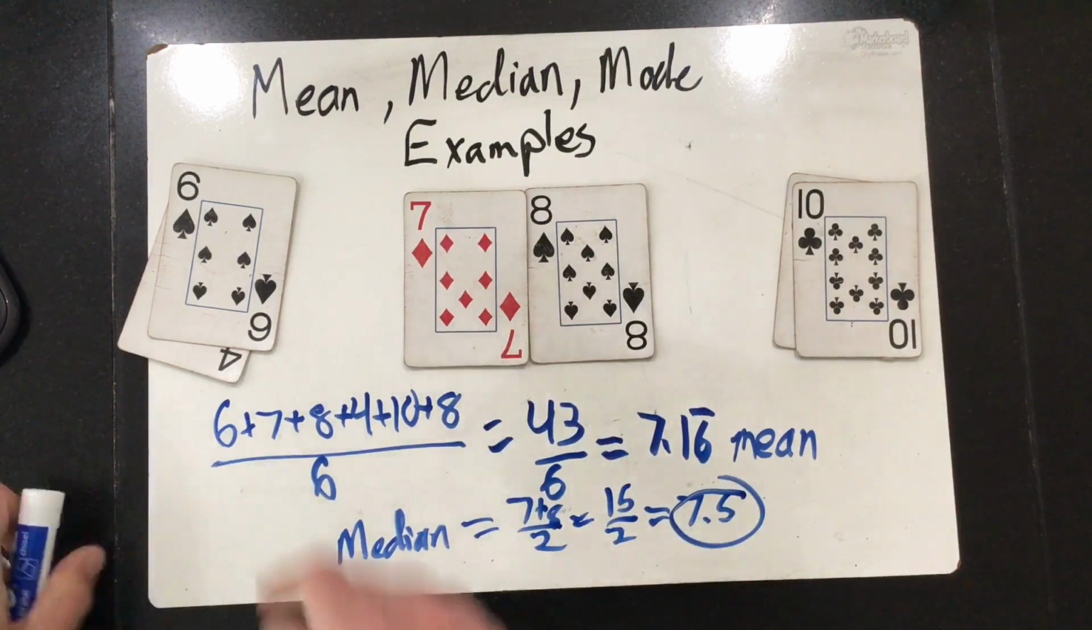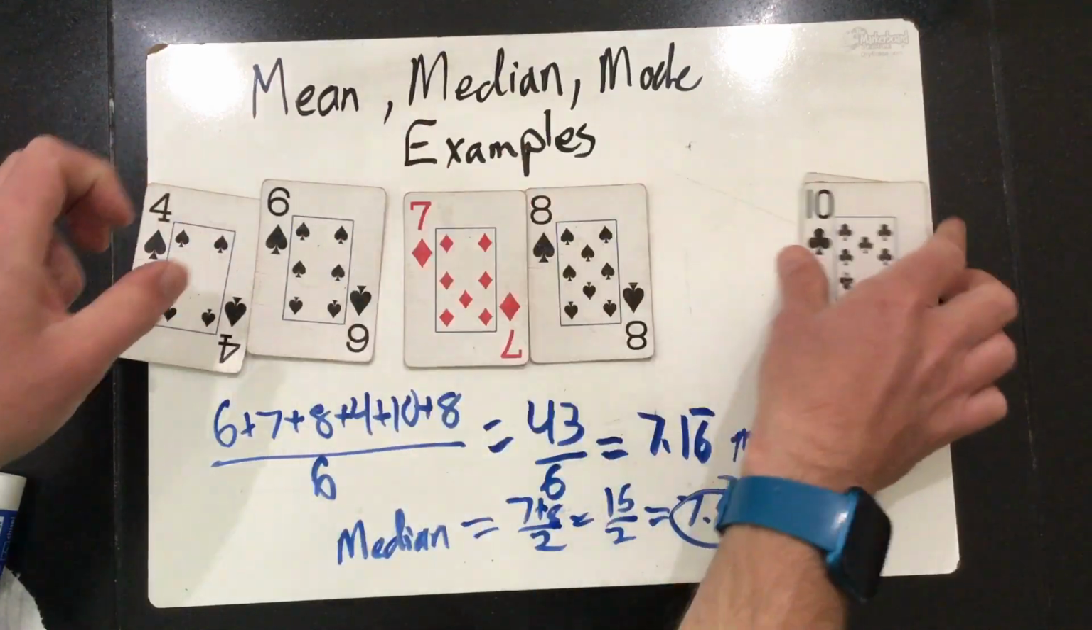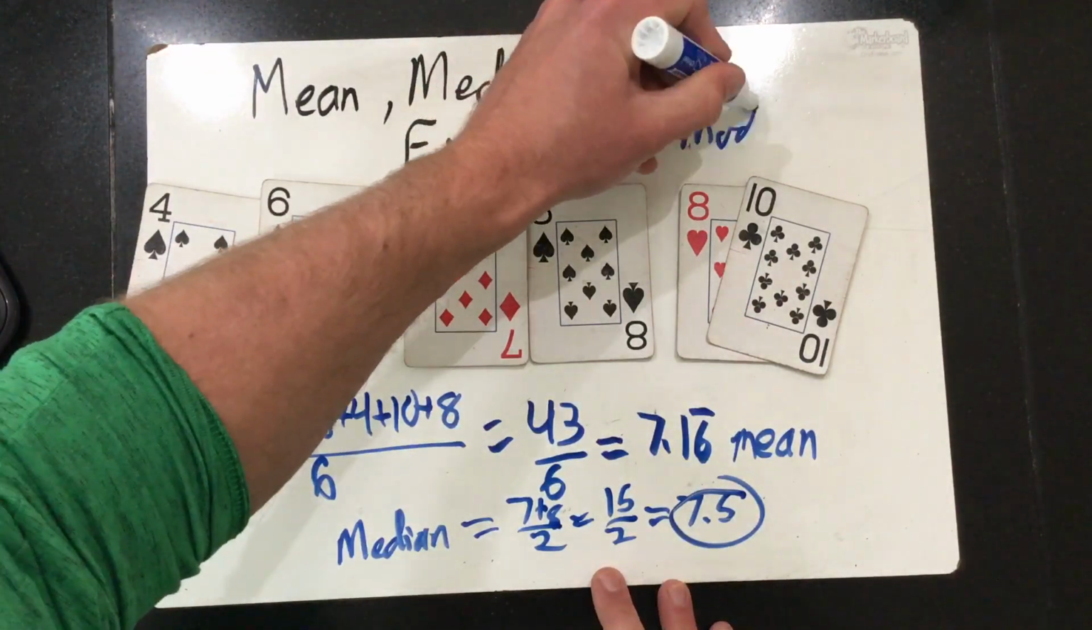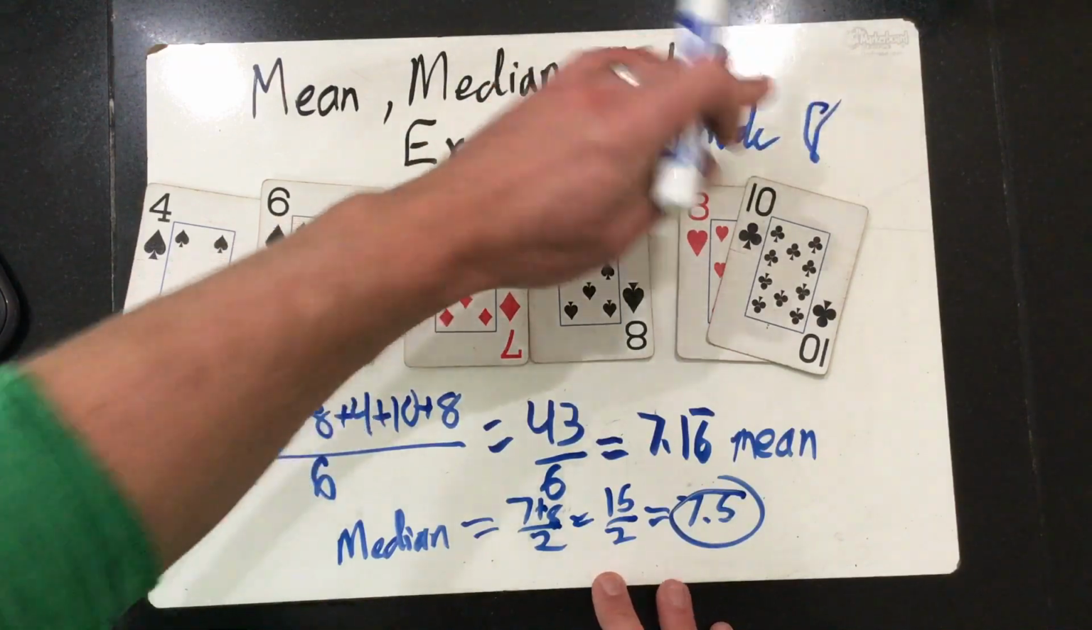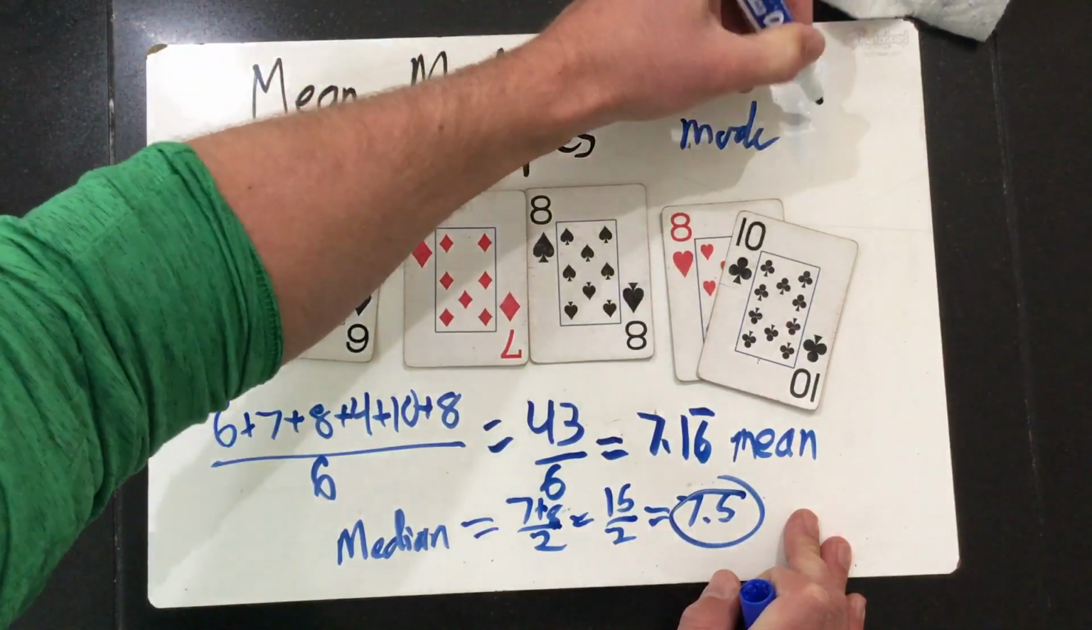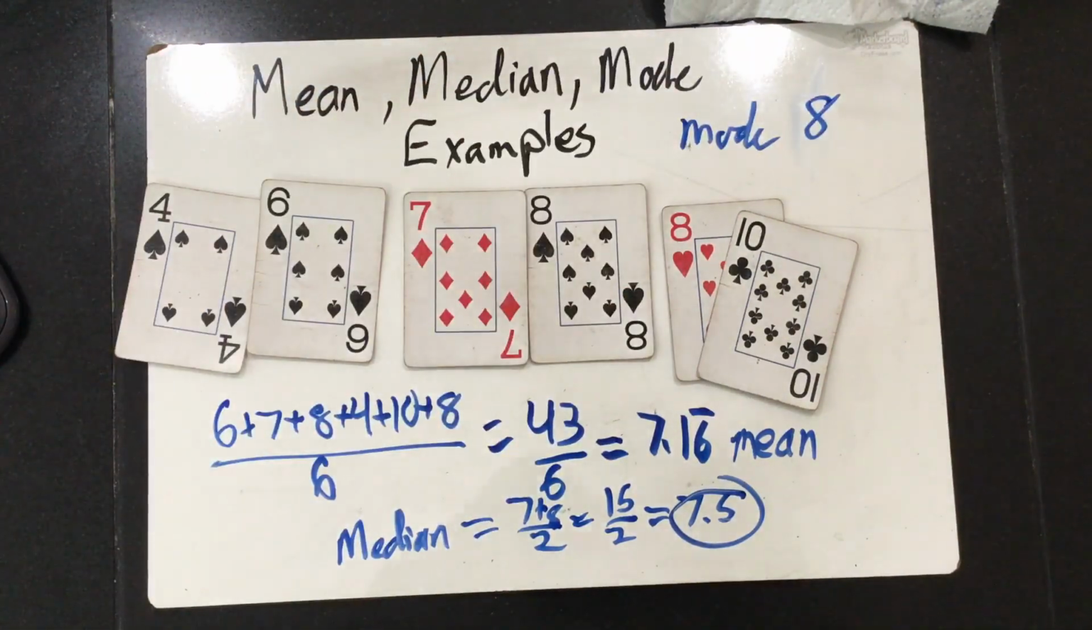And then for mode, again, I want to see what popped up the most. And in this case, the mode was 8. That's a horrible 8. Let me rewrite that. There we go. 8. So again, another example of how to find mean, median, and mode.